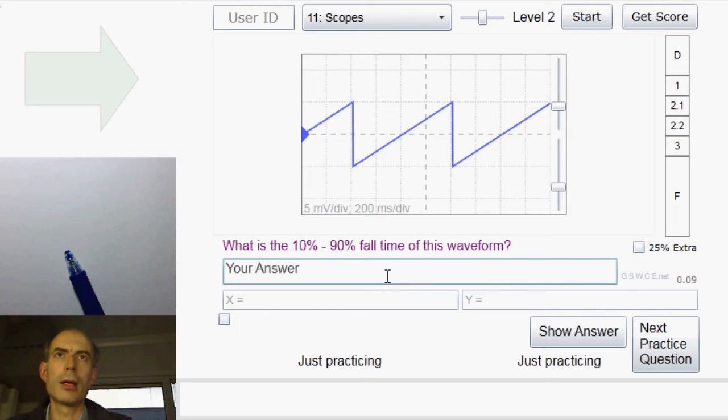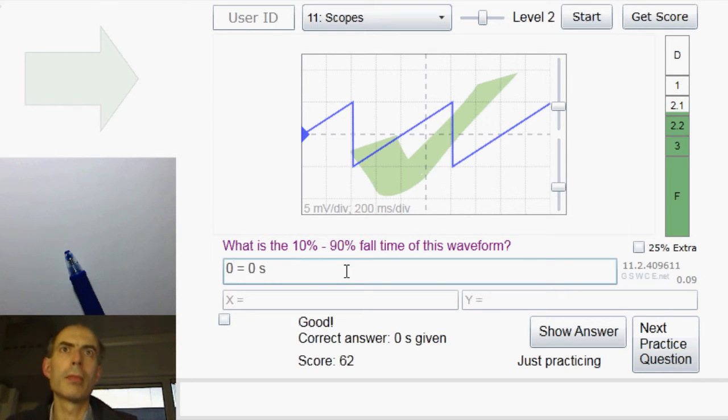Right. Now that's interesting. 10% to 90% fall time of this waveform. Now the fall time is almost zero, because that's almost a vertical line. So I would tend to answer here 0. And that's good enough. That will get you the mark.